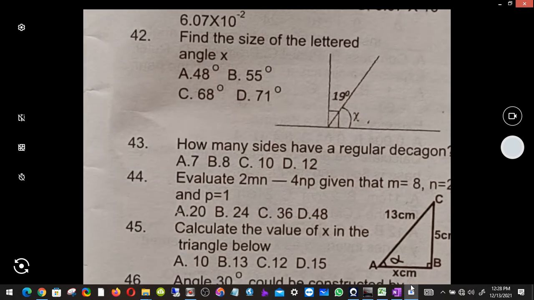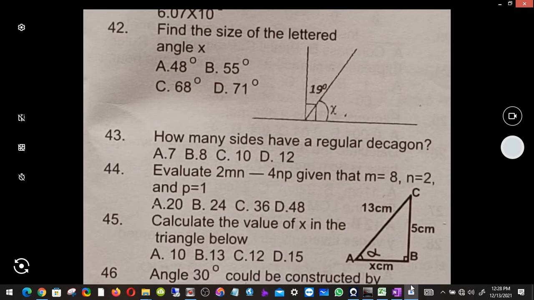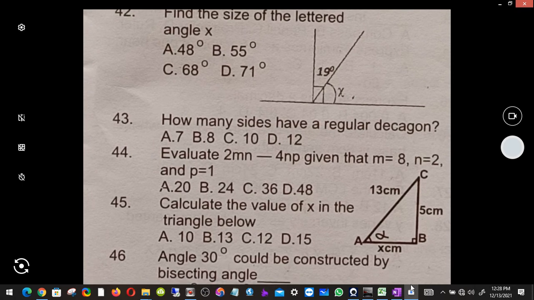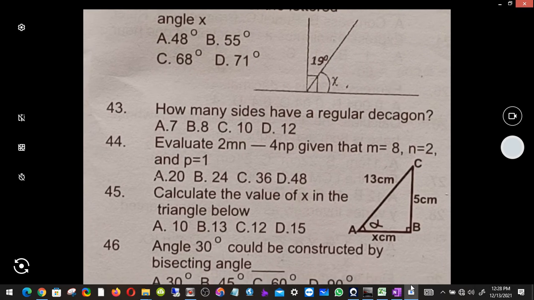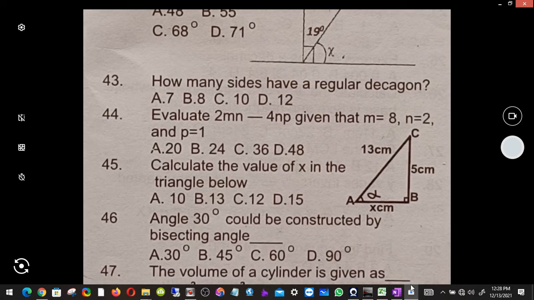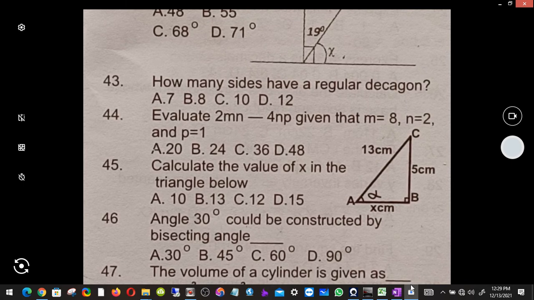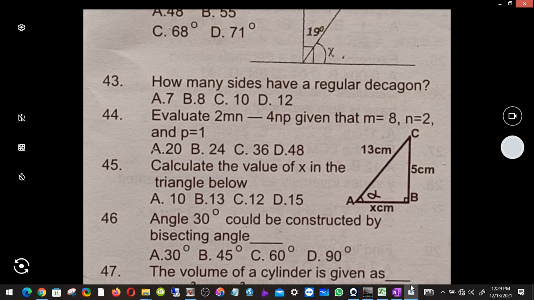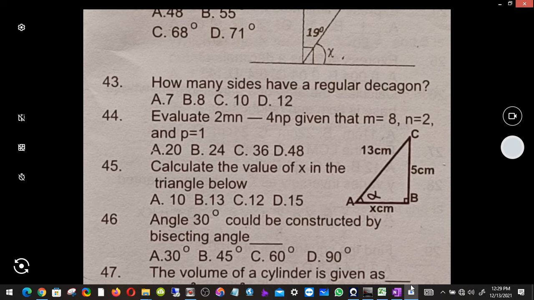Option D. Number 43. How many sides has a regular decagon? 10. Option C. How many sides has a regular icosagon? Class, how many sides has a regular icosagon? 20. Okay. You have to know those sides from 1 to 20 without making mistakes. So, a decagon has 10 sides, right?